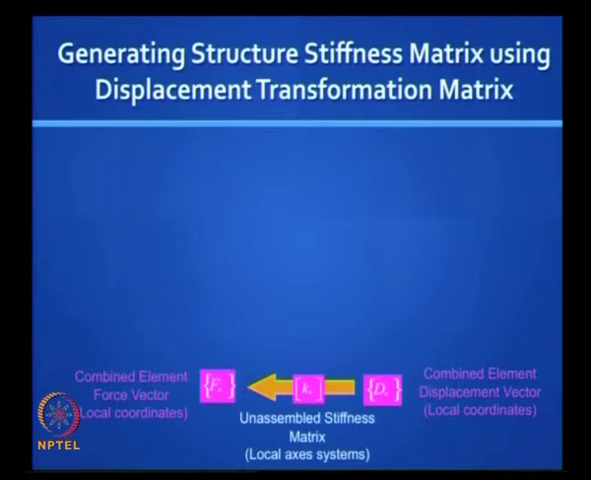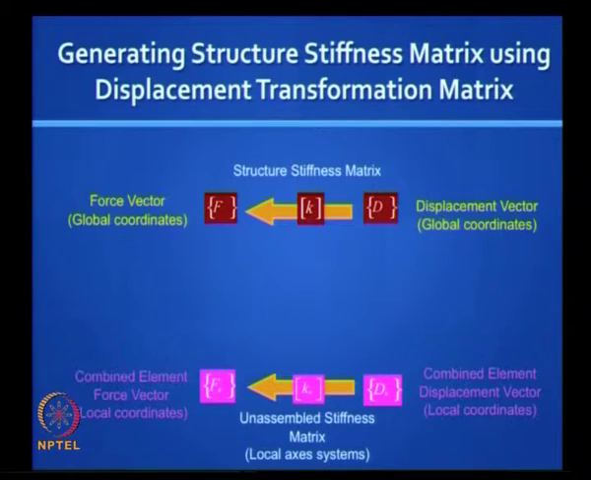So let me put it in a different way. If I want to generate the structure stiffness matrix using this approach, the displacement transformation matrix, first I create this relationship at the element level, putting all of them together, so it's unassembled. Is it clear? Exactly what I've shown on the board. Then in the real structure I know this is what I want. Okay, now my playground is different.